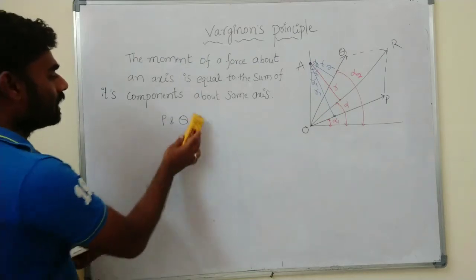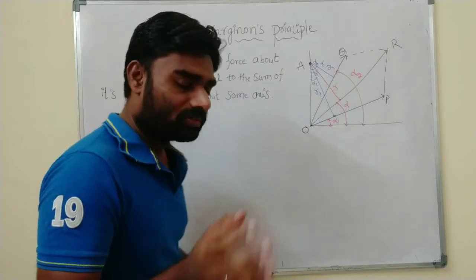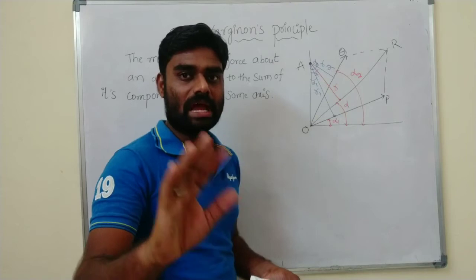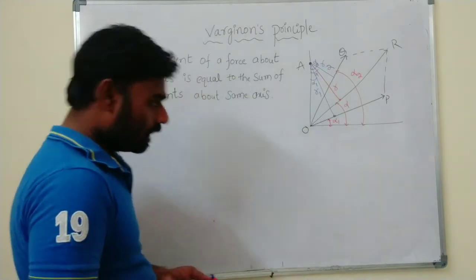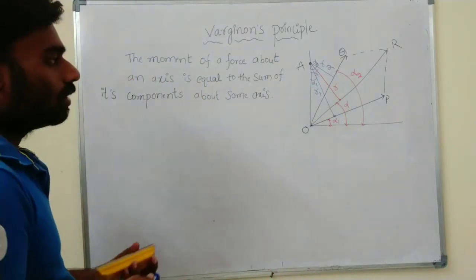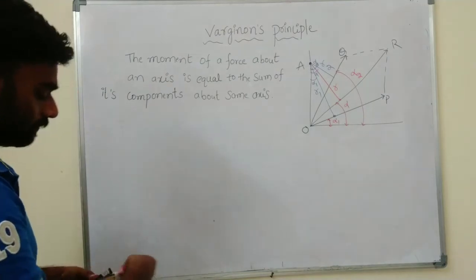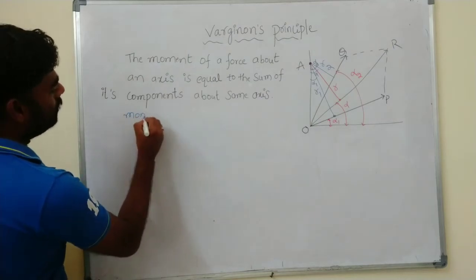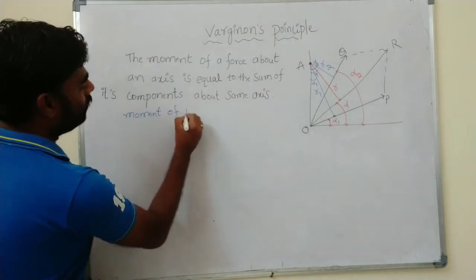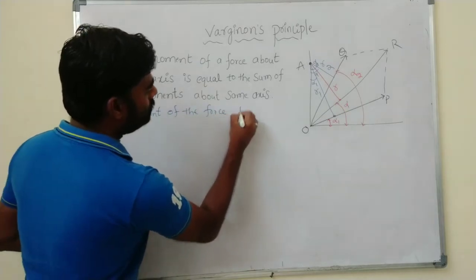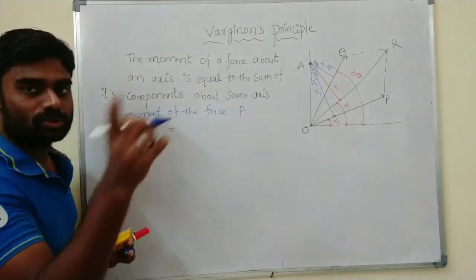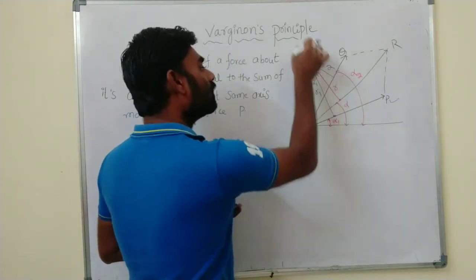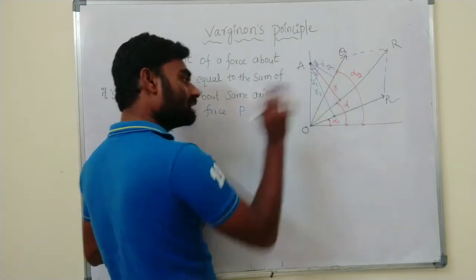In this case you need to calculate the moment of the components. We have two components and one resultant force. P and Q are the two components. Now the moment of the force P: moment means force into perpendicular distance. The force is P, the distance is R1, so force into distance.